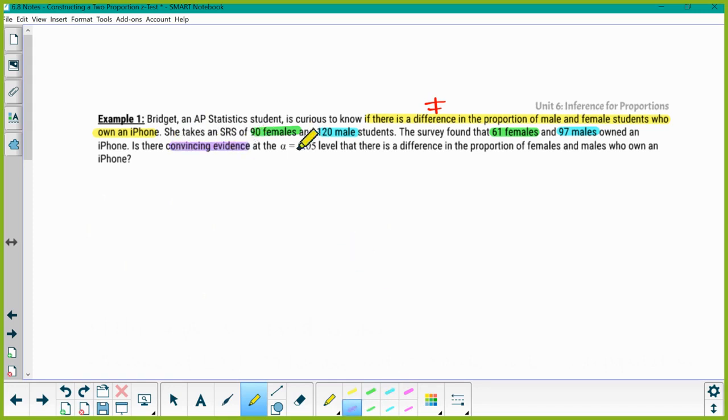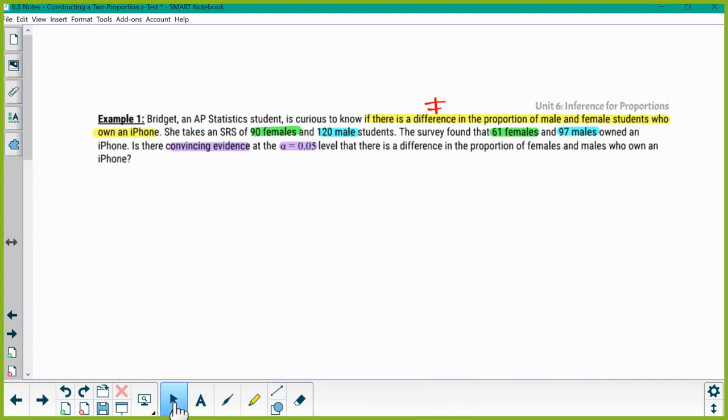Convincing evidence is generally your big key giveaway that you are going to be doing a significance test. That's kind of the big words that they'll throw in there, especially if they give you an alpha. That's another big sign that you should be doing hypothesis testing. That's the direction you want to go. Generally, for confidence intervals, they will state 95% confident or 98% confident, and that's your big key phrase to go the direction of confidence intervals. If they give you an alpha, go the direction of hypothesis tests.